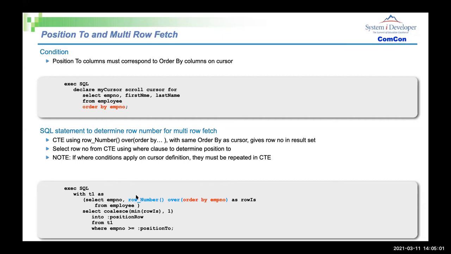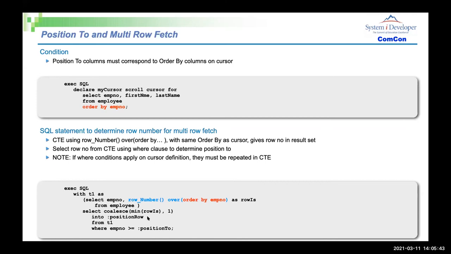So I do this in a CTE, a common table expression. From that common table expression, I select the value that was generated for the first row where the employee number is greater than or equal to whatever employee number you requested. So this value that I now have in position row is the first row that I need. This is my offset to the first row to retrieve when I do my multi-row fetch. So in my multi-row fetch, I fetch from position row for however many rows I want.